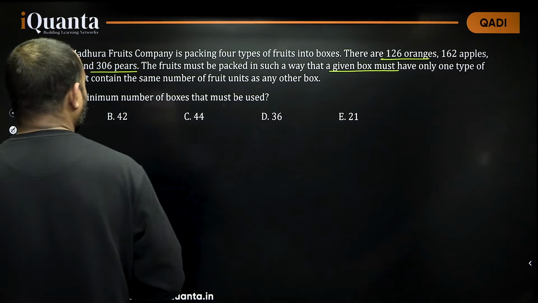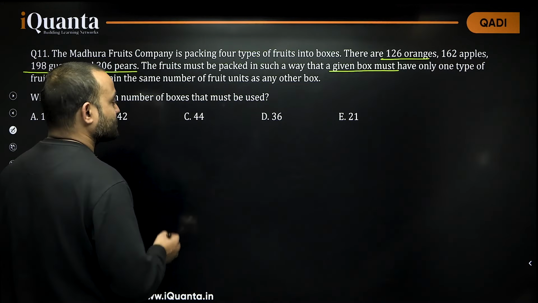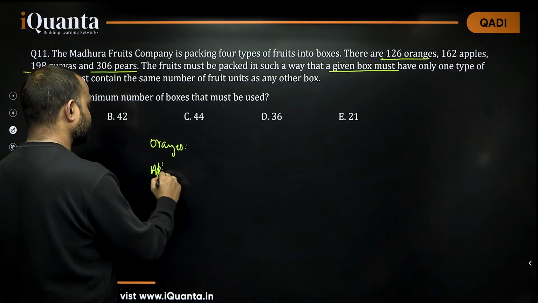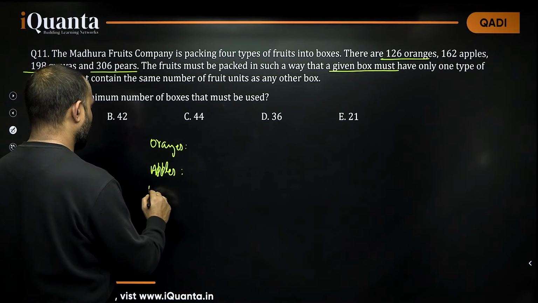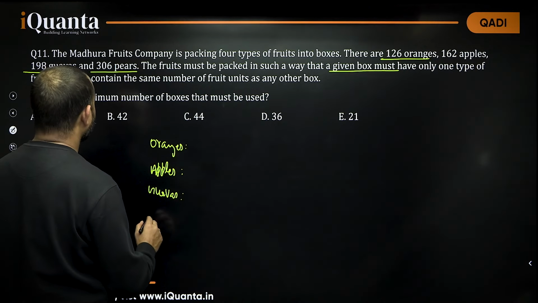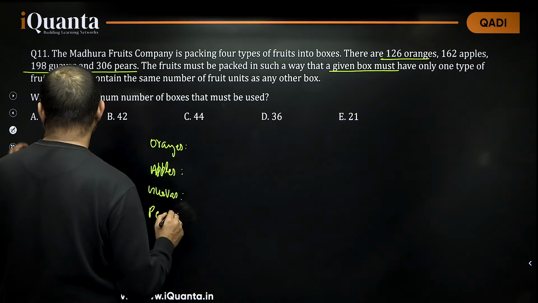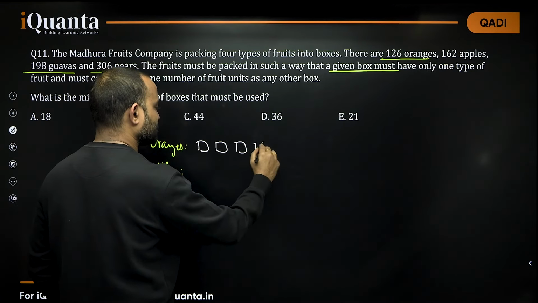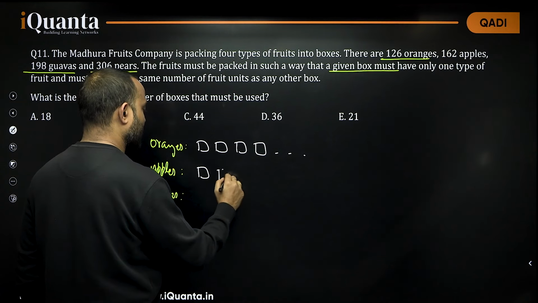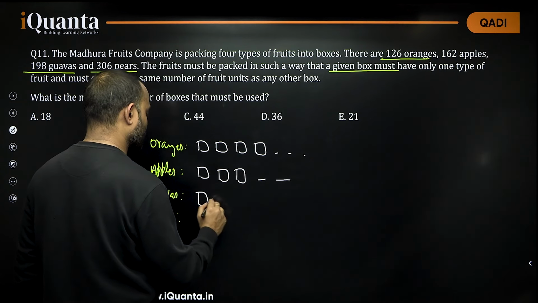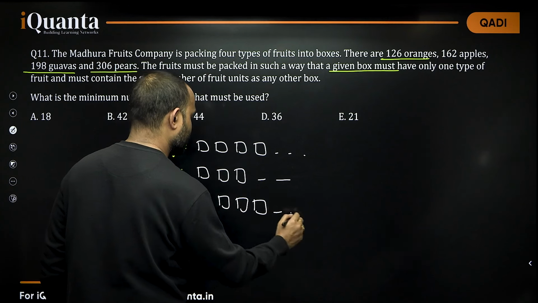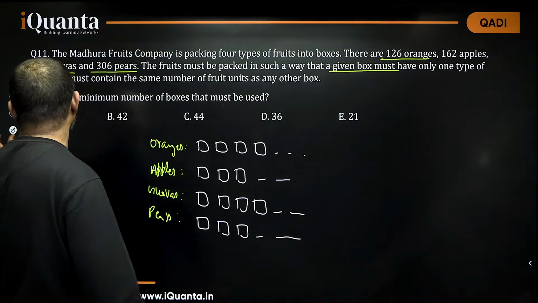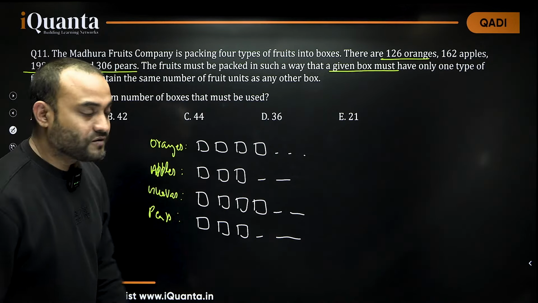What is the minimum number of boxes that must be used? So what's given? We have oranges, apples, guavas, and pears. Now all of these 126 oranges are put in some boxes. Same for apples, same for guavas, same for pears. The interesting part: in each of these boxes there will be an equal number of fruits of the same type.